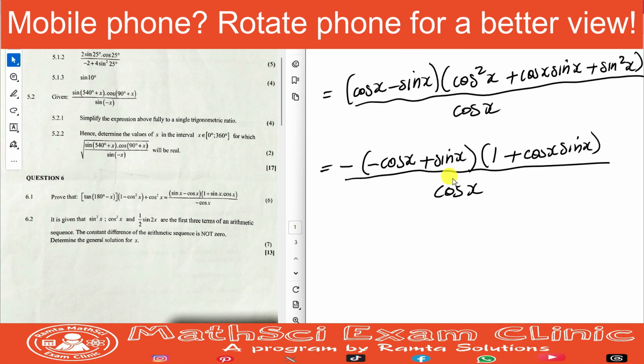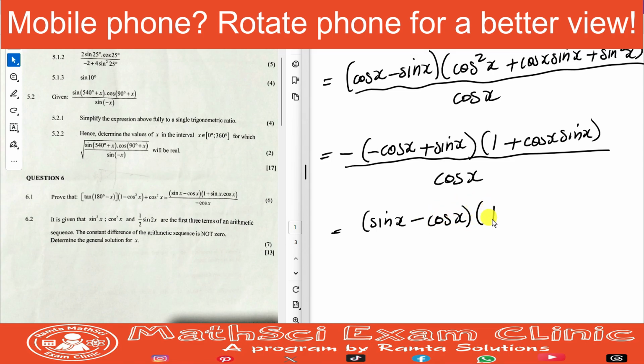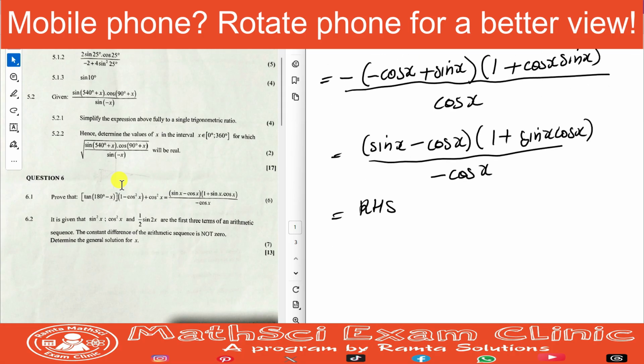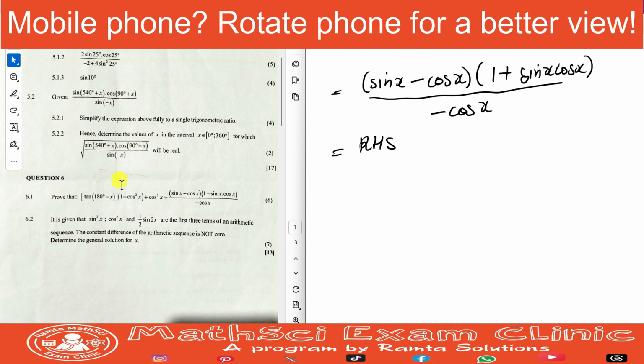Now let's rearrange this the way you're seeing it on your question paper: you can just put the sine x first. It is the same thing, guys. Sine x minus cos x, close bracket, open bracket 1 plus sine x cos x, all over negative cos x. Agree with me that this is the same as the right hand side. You were able to prove this identity. All right. Moving on. 6.2.